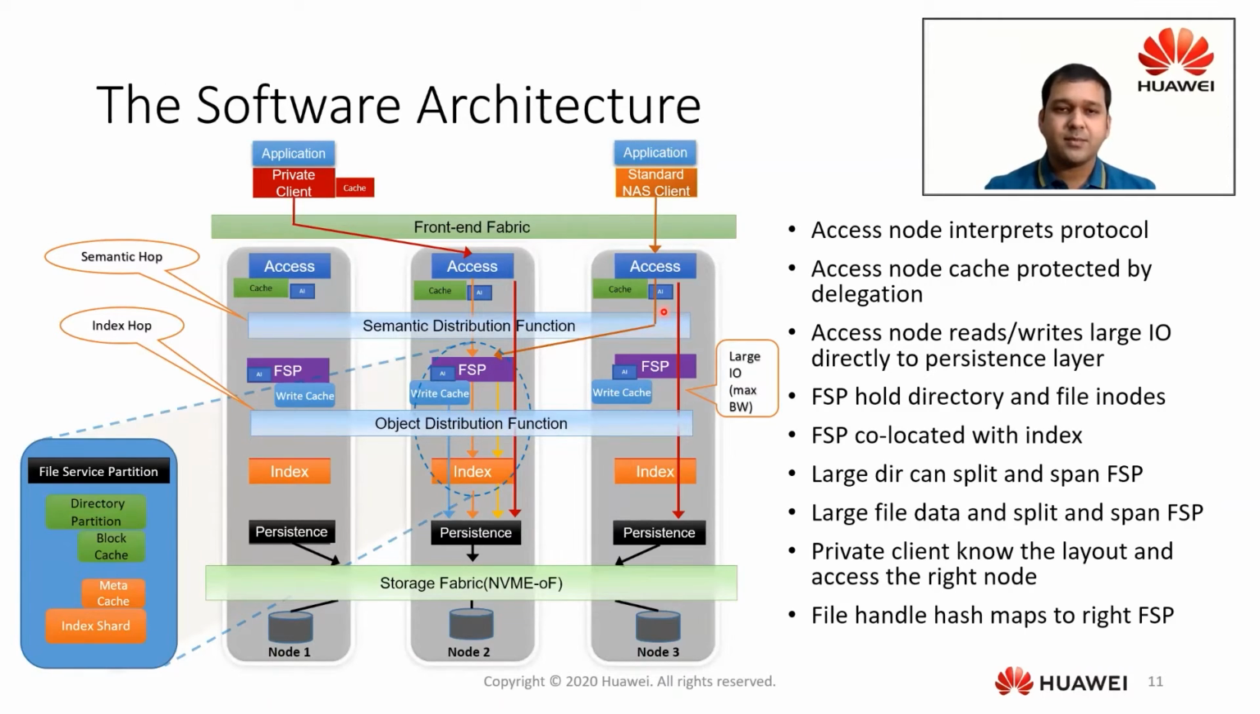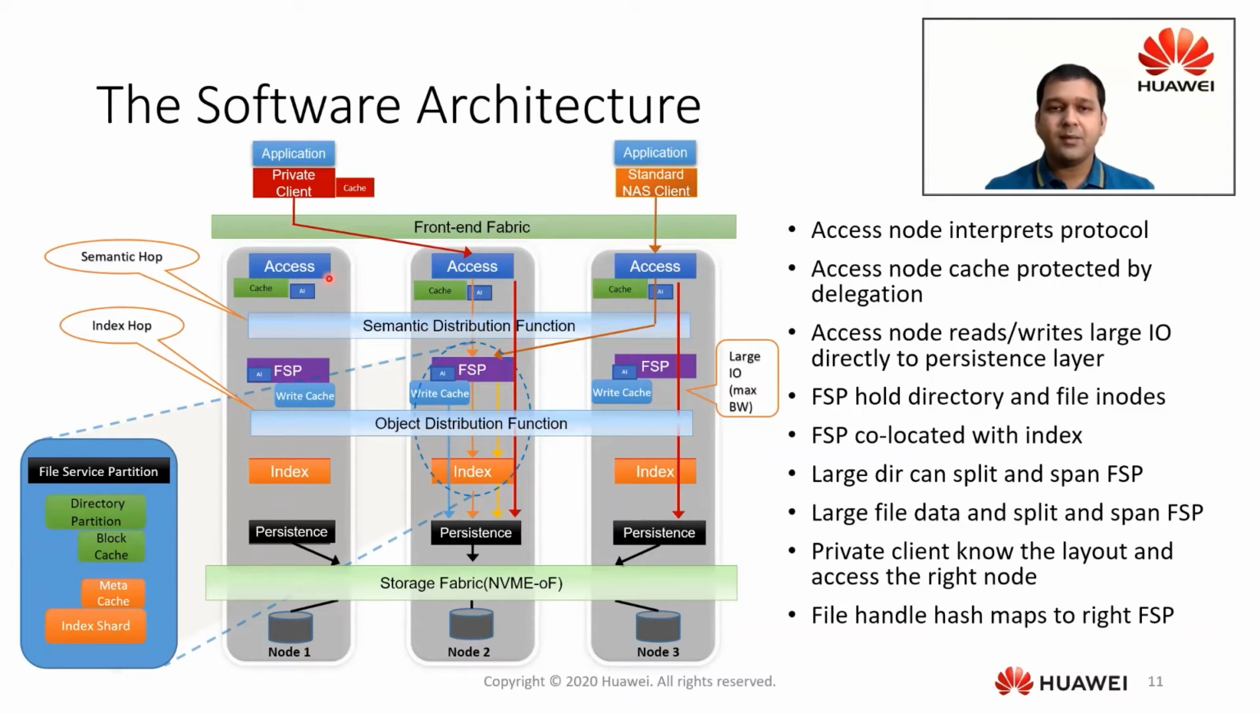So this is where some interesting pieces lie. On the top of this diagram, you see an application running on top of a standard NAS client. You can imagine this to be an NFS client. On the left, you see an application which is running on a private client. So this is that customer who was ready to install a private client provided by us on their end. Below that is the front-end fabric, which you saw the front-end IO module deals with. And below that, on top here, are the access modules.